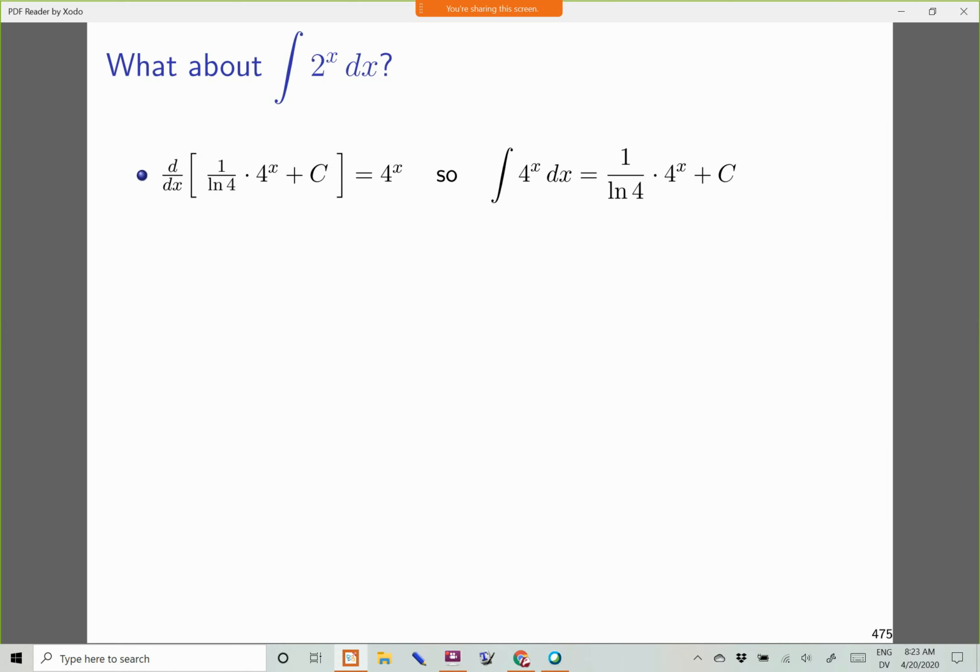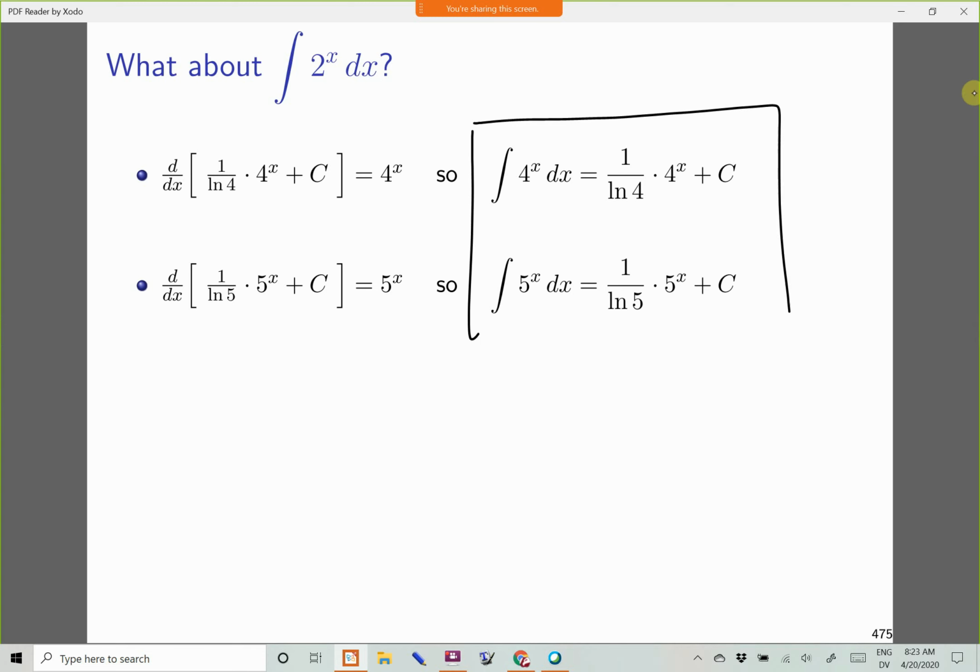And this is nothing particularly special related to having a 4, so you could do the same with a 5. The derivative of 1 over ln of 5 times 5 to the x plus a plain number called c is 5 to the x. So if you swap where the derivative and antiderivative are written, you need the antiderivative notation.